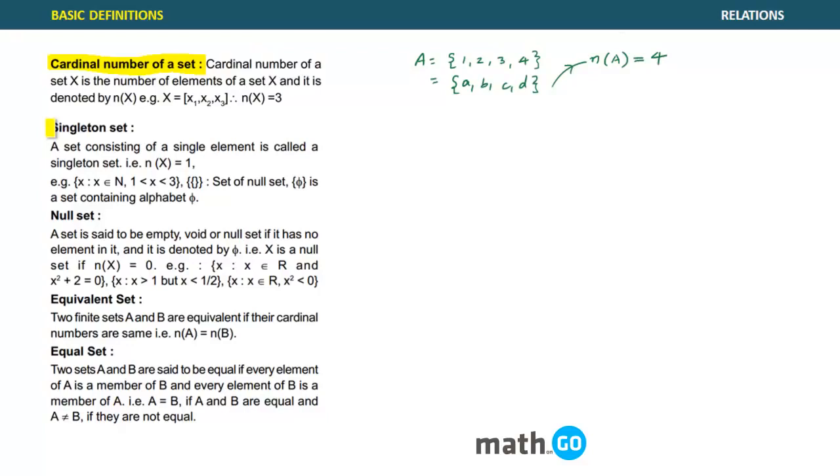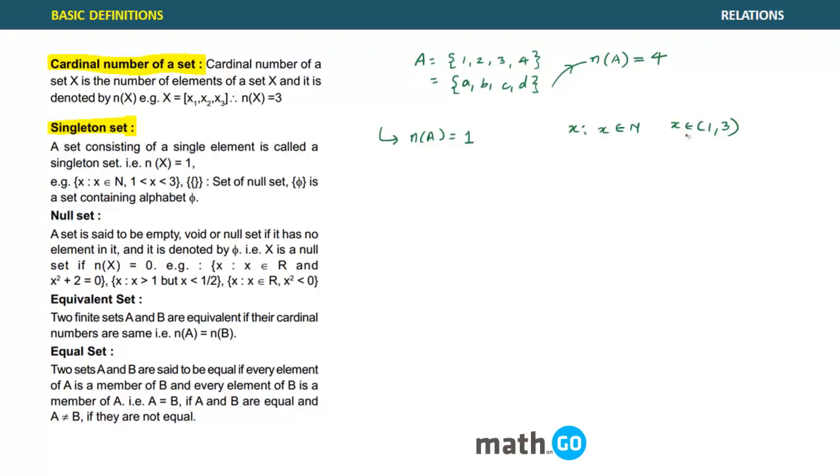What about the other definition? That is the singleton set, as the name suggests, single. So if there is a single element in the set, then the set is known as a singleton set. Okay. So for a singleton set, n(A) would be nothing but equal to 1. There will be only one element in the set. For example, I have taken here that X belongs to natural numbers, and X ranges from 1 to 3, where 1 and 3 are not included.